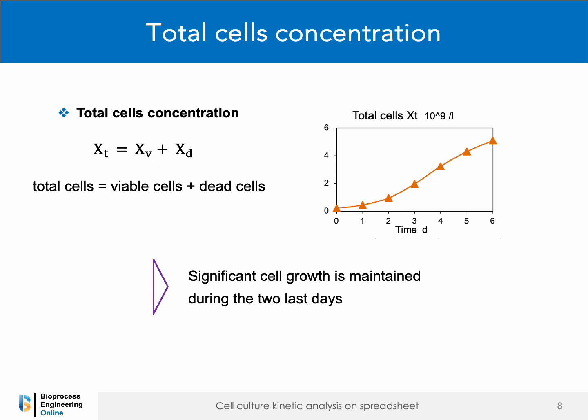After 4 days of culture, both cell growth and cell death occur simultaneously. To determine the actual cell growth rate, it is important to consider the total cell concentration produced during the culture. The total cell concentration, XT, is calculated as the sum of the measured viable cell concentration, XV, and the dead cell concentration, XD. The total cell concentration, XT, continuously increases over the 6-day period, indicating that cell growth is maintained throughout the final 2 days, despite the presence of cell death.